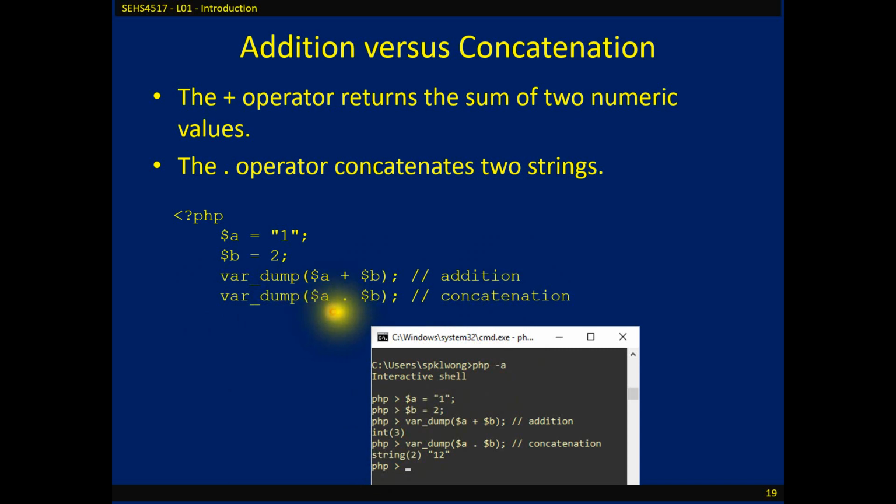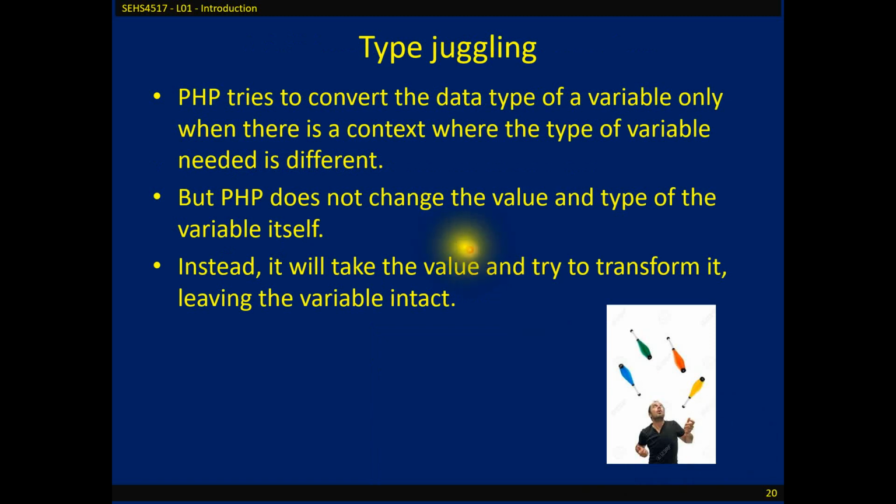But when you use the dot operator, it is a concatenation, a join. The result would be a string, just like in this example. When you var_dump this, the output is a string. The length is 2. The value is 1, 2. Now we call this phenomenon type juggling, which is explained in slide 20. So type juggling. This is what a juggler does. So you can read it yourself.